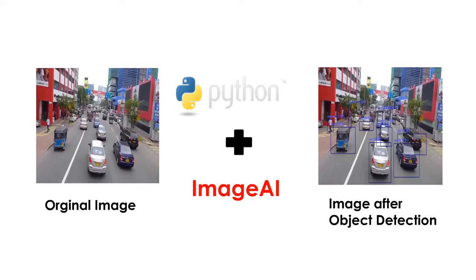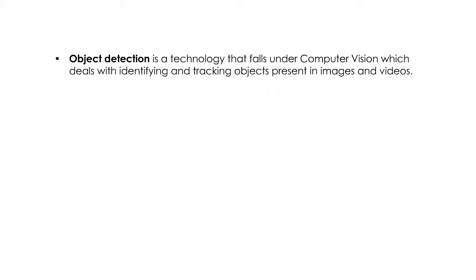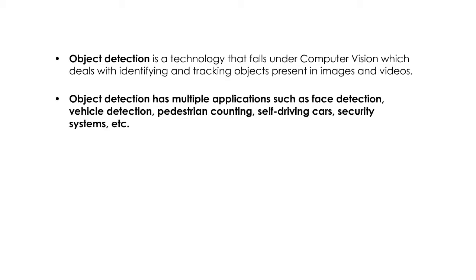In this tutorial, we are actually going to make a code example for object detection with ImageAI in Python. Object detection is a technology that falls under the broader domain of computer vision, which deals with identifying and tracking objects present in images and videos. Object detection has multiple applications such as face detection, vehicle detection, pedestrian counting, self-driving cars, security systems, etc.